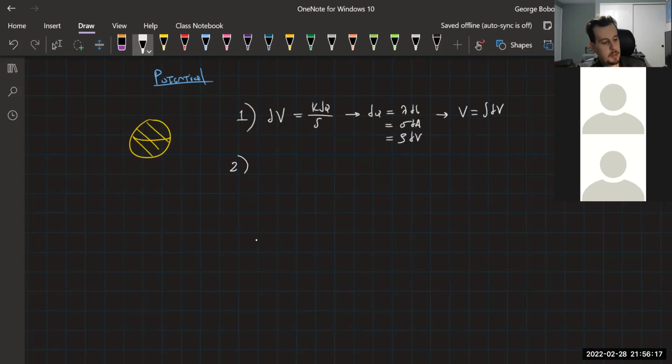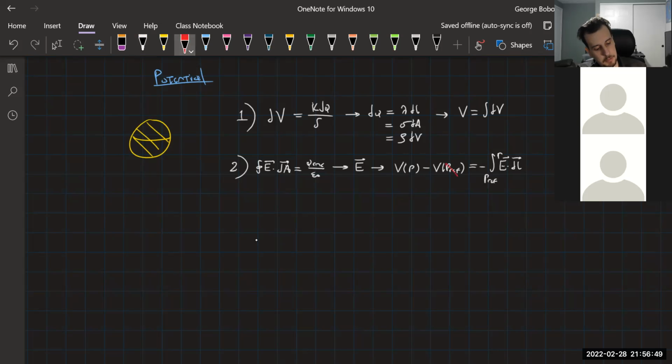That's method 1. Method 2 is to use Gauss's law to get the electric field first. Then you would use this integral, but the reference point would be at infinity. This P ref right now would be at infinity.